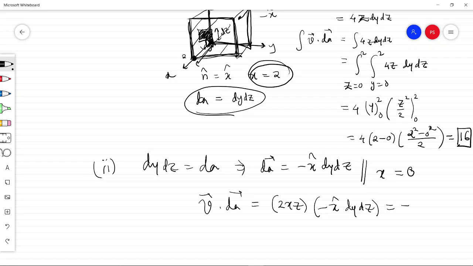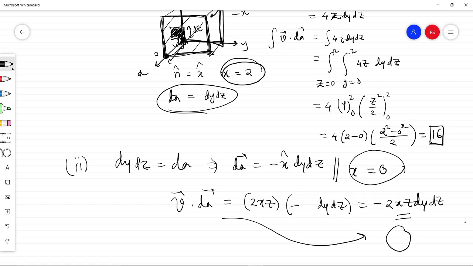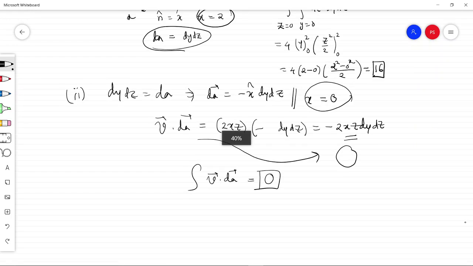So it is minus 2x, just eliminating that x cap from here. This is a dot product, dy dz. But we see that since x equal to 0, putting x equal to 0 here makes everything 0. So the surface integral for this particular surface gives us 0. Now we can keep on doing this for all the remaining surfaces.